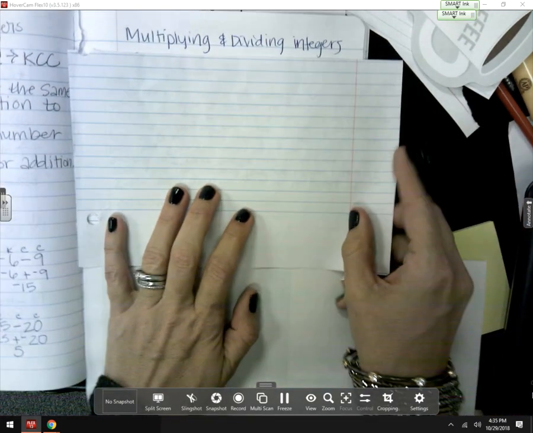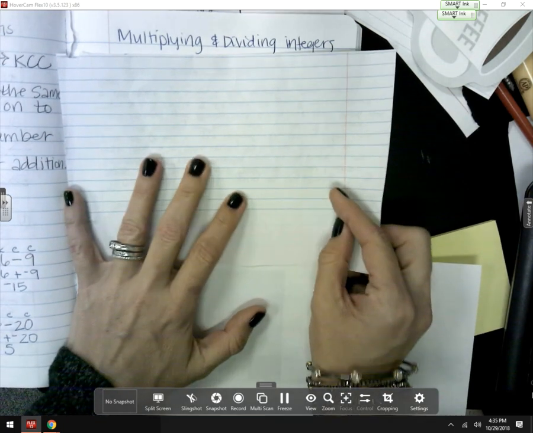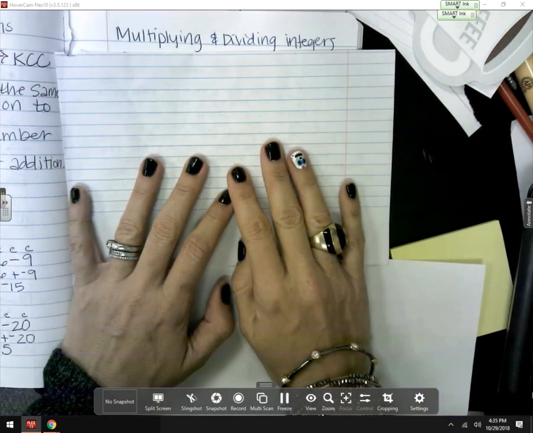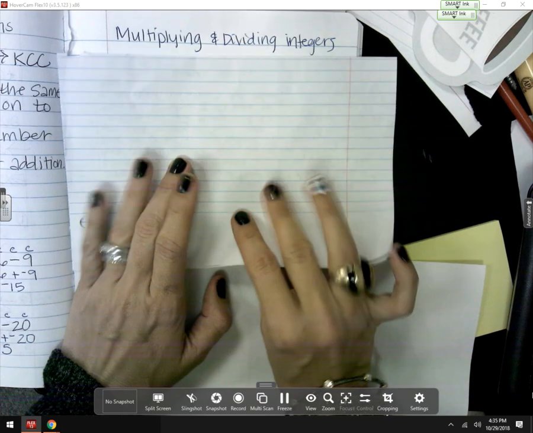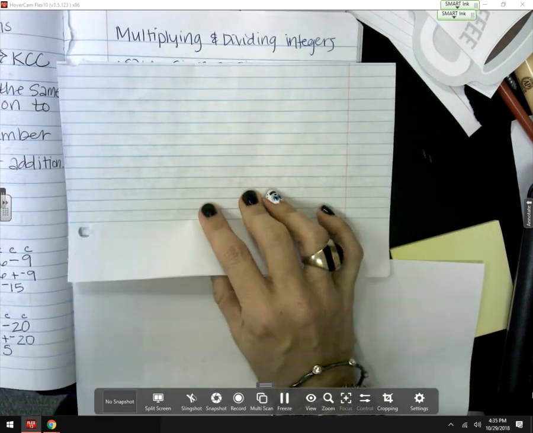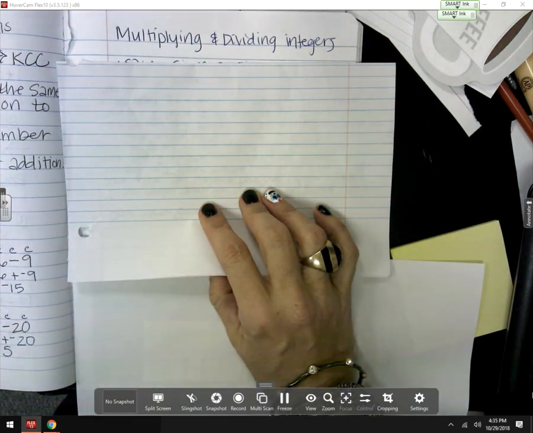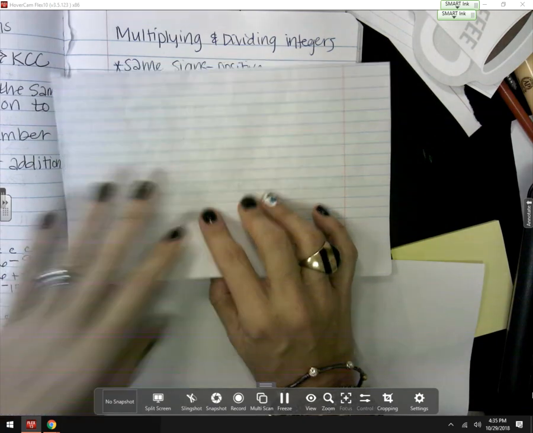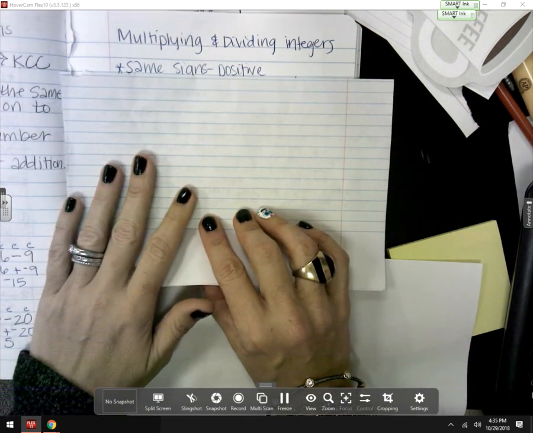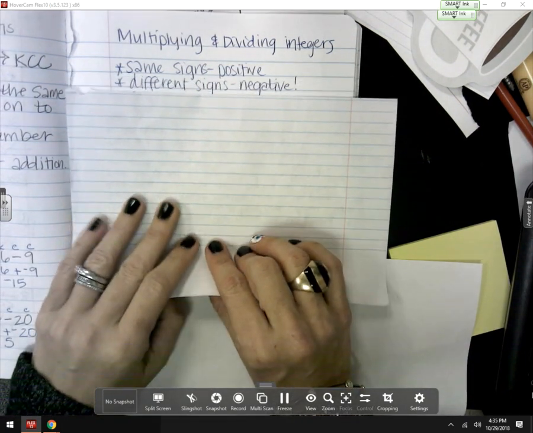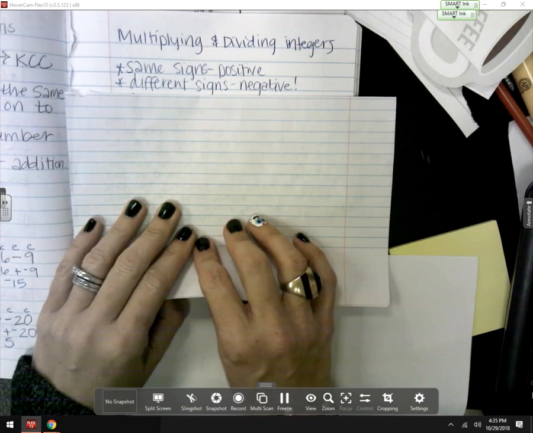As you already know, it's maybe the most simple task known to man in all of mathematics. You are going to just pay attention to the signs. And you're going to do what we normally do with multiplying and dividing. But if the signs are the same, your answer is going to be positive. If the signs are different, the answer is going to be negative.